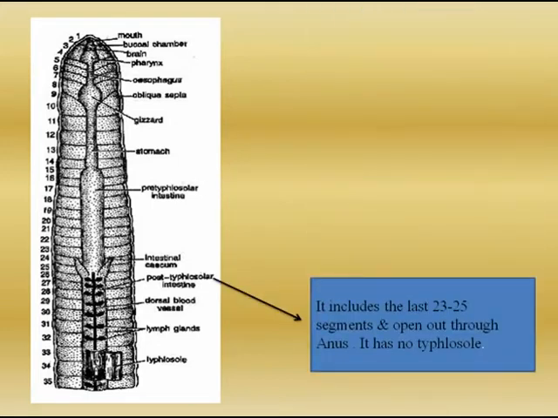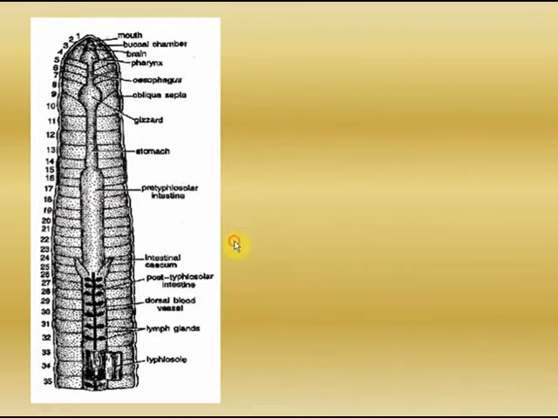Another one is post-tiflosolar intestine. It lies in the last 24 to 25th segments where undigested matter is kept for solidification and conversion into worm castings. Next one is tiflosole. It extends from 27th segment to last 24 to 25th segment. It bears a mid-dorsal longitudinal fold called tiflosole for increasing absorptive surface area.